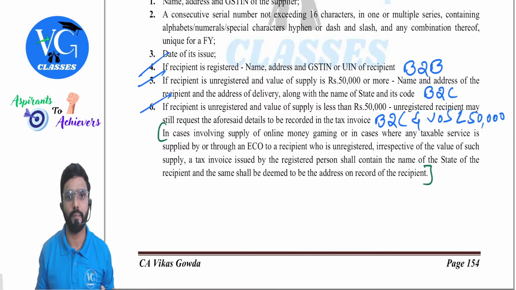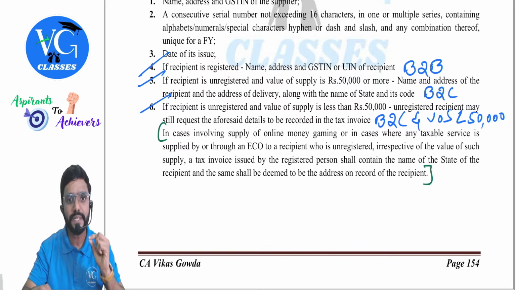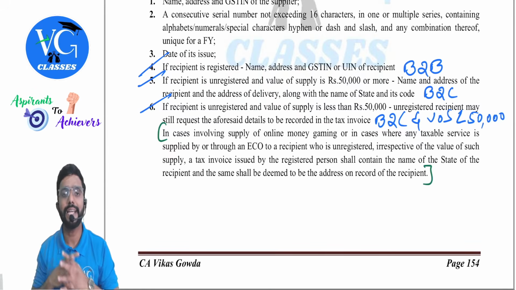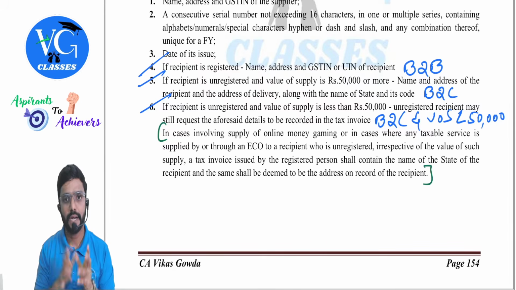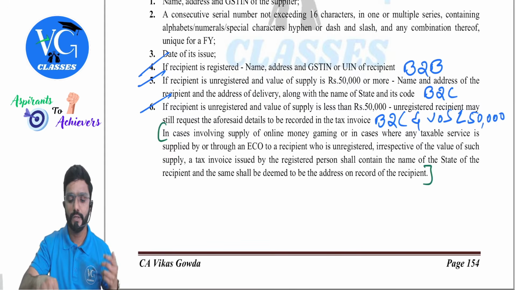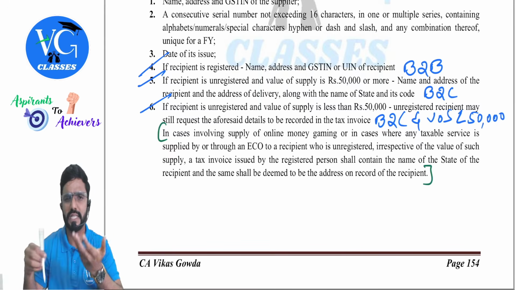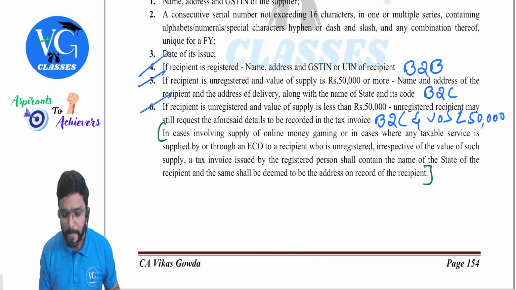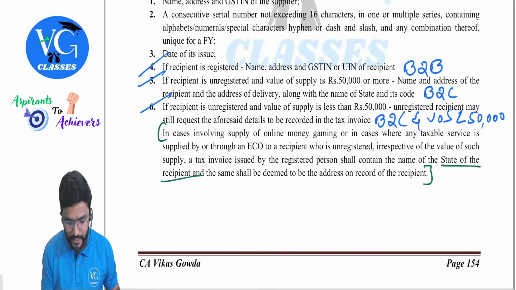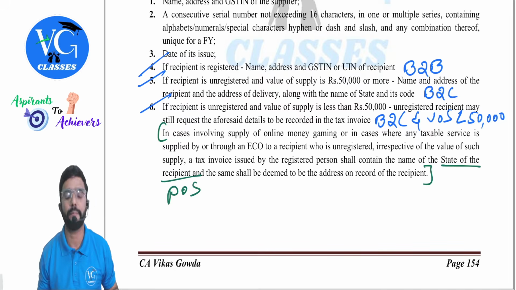So, if any services including online money gaming or any other services are supplied through a platform, that is an e-commerce operator, even if the recipient is unregistered, the name of the state has to be mentioned in the invoice. That name of the state would be the location of recipient and hence that would be the place of supply, guys. So whatever is the state of the recipient, that will become the place of supply. That is what the clarification is given.